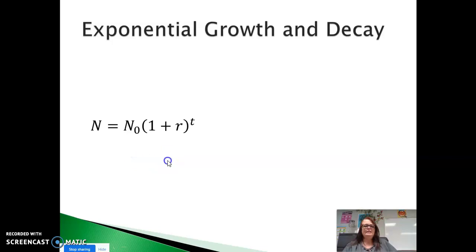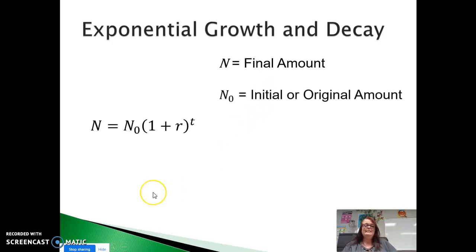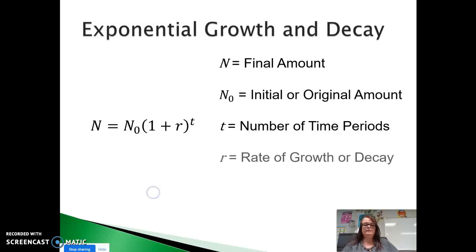So in this case, my N is going to be talking about the final amount of, say, people. My N sub 0 is talking about the original or the initial amount of people. T is talking about the number of time periods. So for example, there's going to be a question that talks about mitosis occurs every 15 minutes. So how many things could happen in an hour? Well, that's 4 time periods. And so that's what that means by time periods.